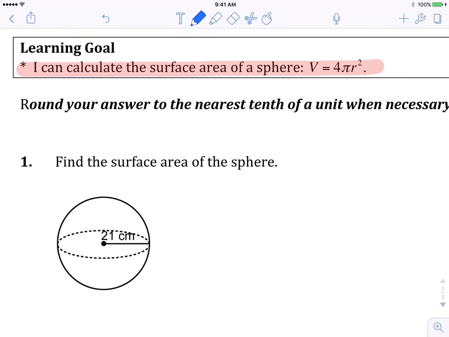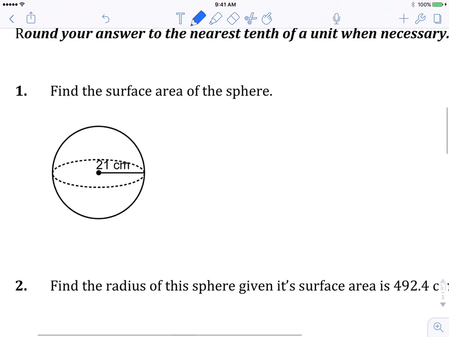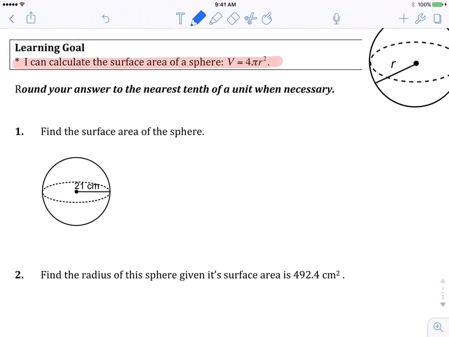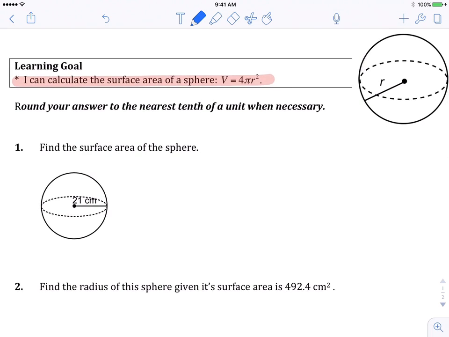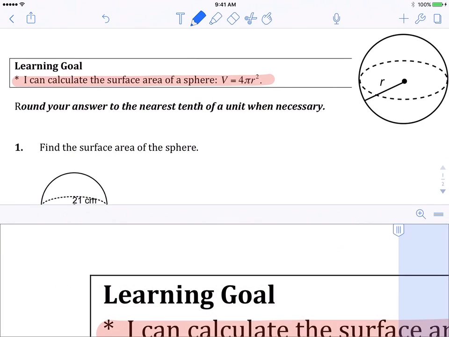So you'll notice in the middle here, in this diagram, you've got this circle with a 21 centimeter radius. Well, 4 times the area of that circle would be the surface area of the sphere. Pretty interesting formula. And we want to find the surface area of this sphere. We're given 21 centimeters for the radius. So let's just go ahead and calculate away.